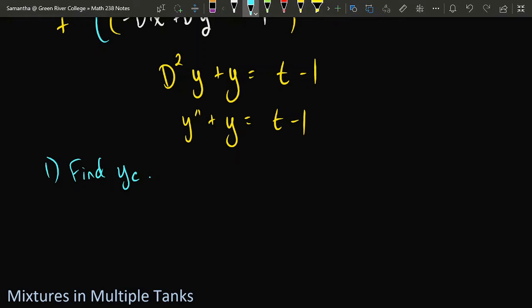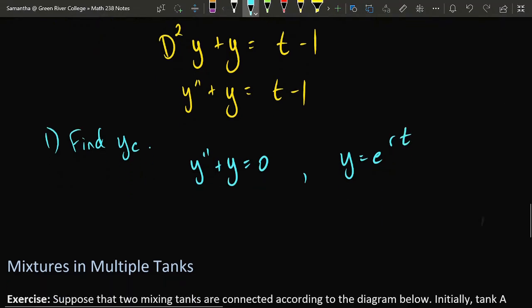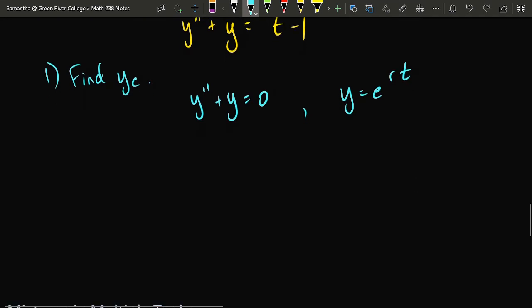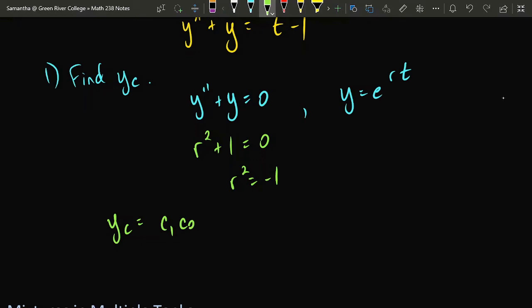First, we're going to need to find the complementary solution. So if I set y double prime plus y equal to 0, and guess the solution of exponential form, I gotta be careful, that would be e to the rt, since t is the independent variable. Then I get the auxiliary equation r squared plus 1 equals 0. So I get the complementary solution C1 cosine plus C2 sine.